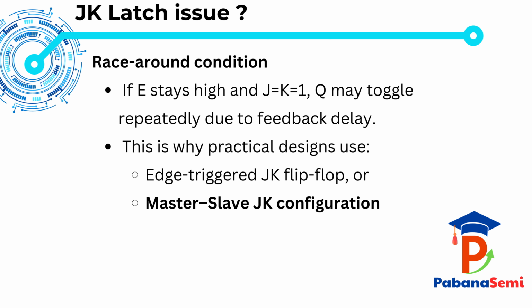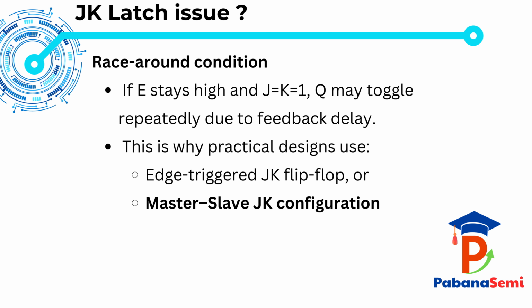If E stays high and J equals K equals 1, the latch is supposed to toggle. But because the output Q is fed back into the circuit and gates have propagation delay, Q may not toggle just once. Instead, it can toggle again and again during the same enable high window. So the final value of Q becomes unpredictable. It depends on delays and how long E stays high. That is called the race-around condition.